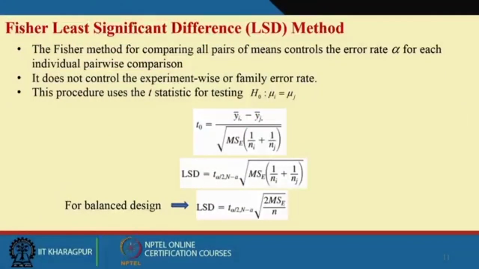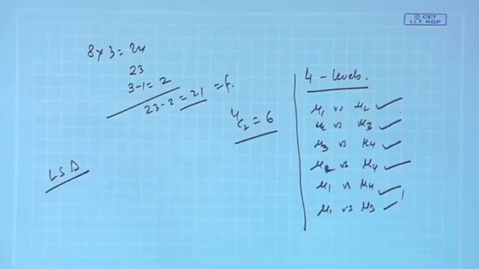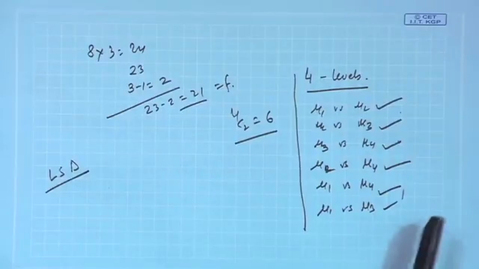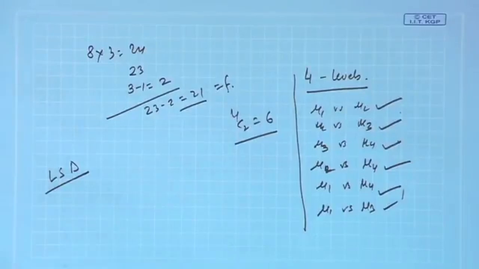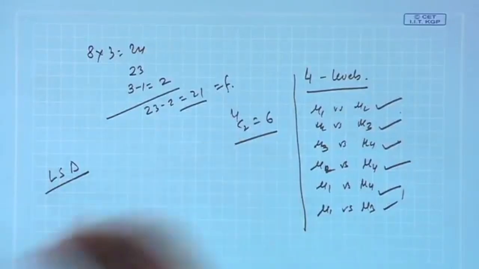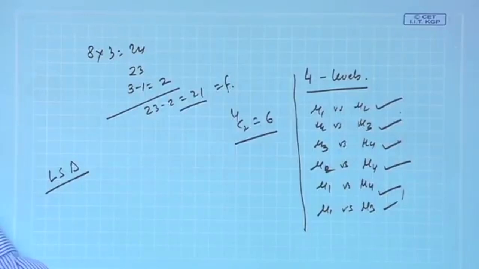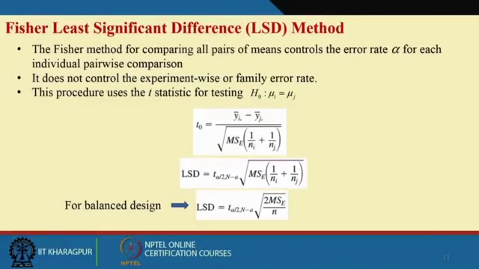So, the same test or same thing you can do using the Fisher least significant difference method. LSD stands for least significant difference. Here, we use the t-test, which is a very popular test, and data tables are available. So, Fisher LSD is an easier method to calculate and to test whether the means are different or not pairwise.